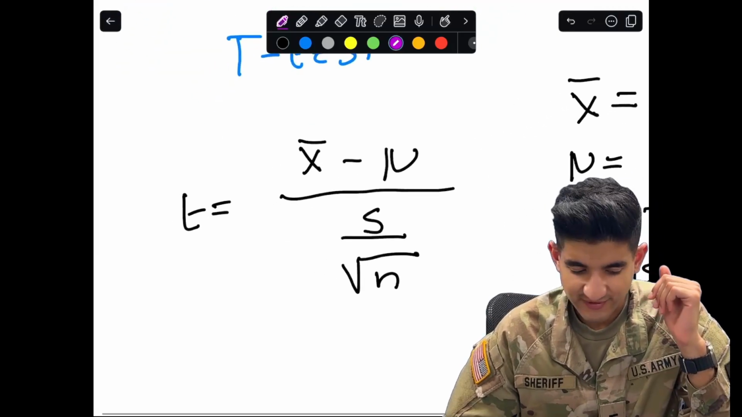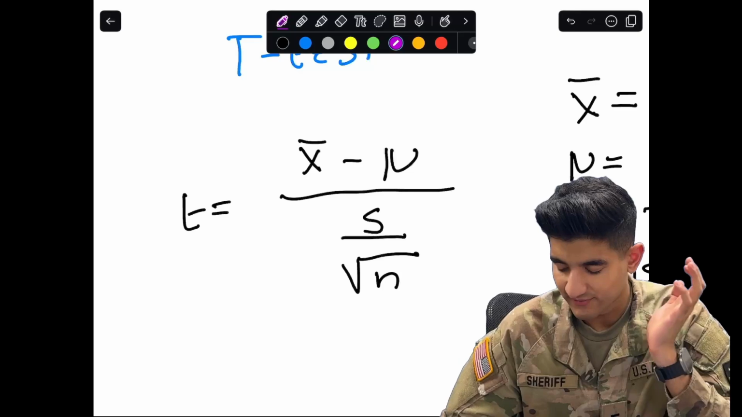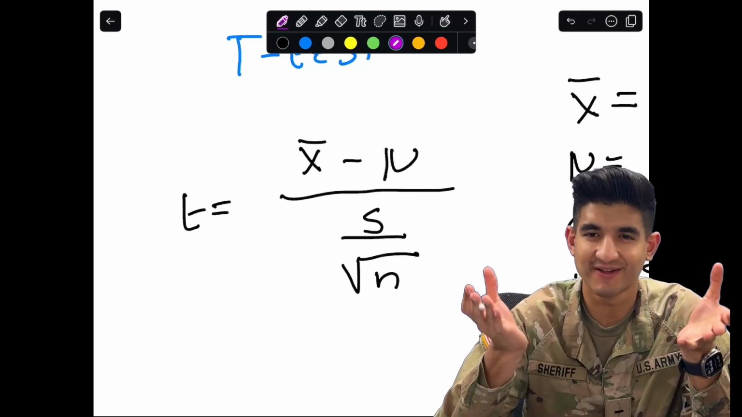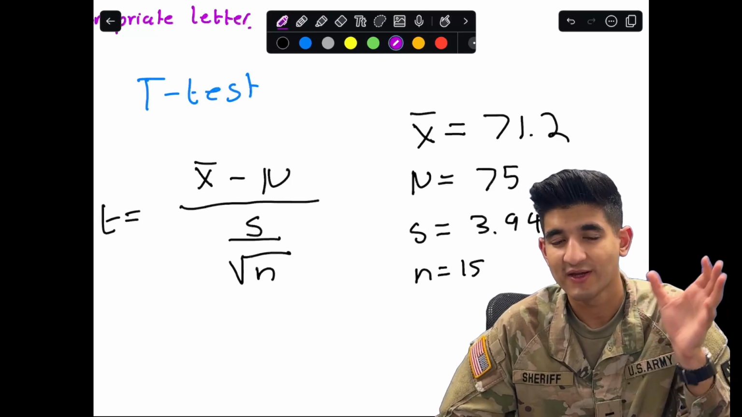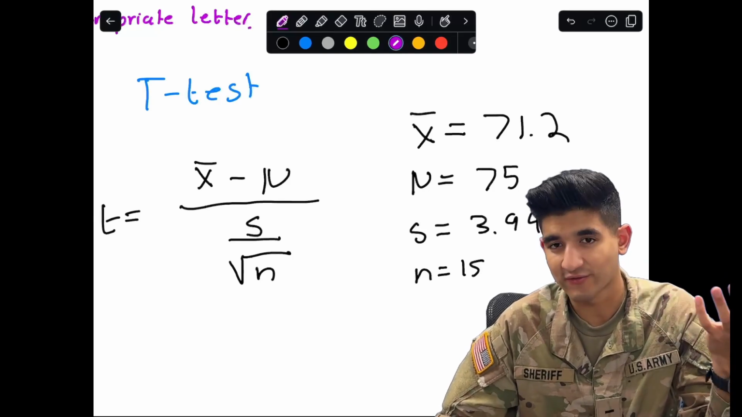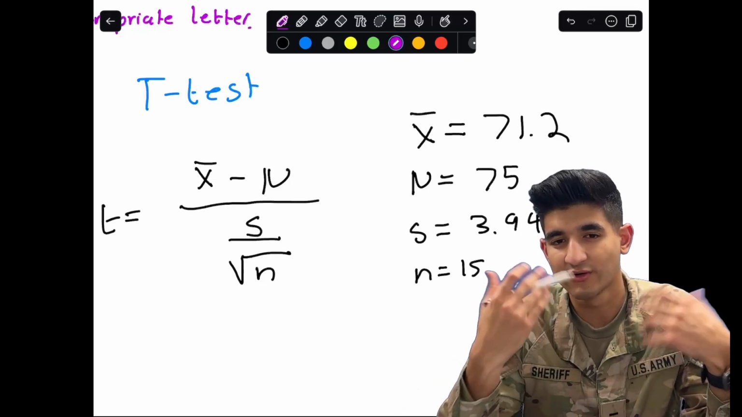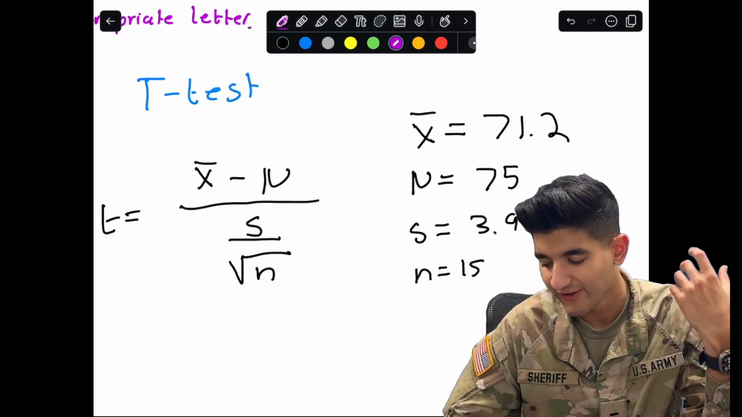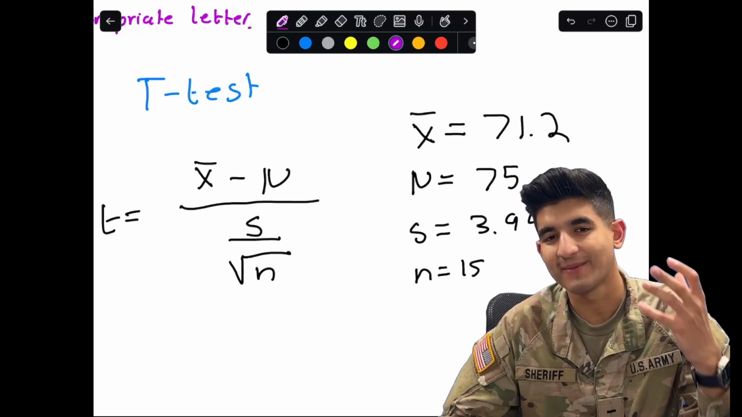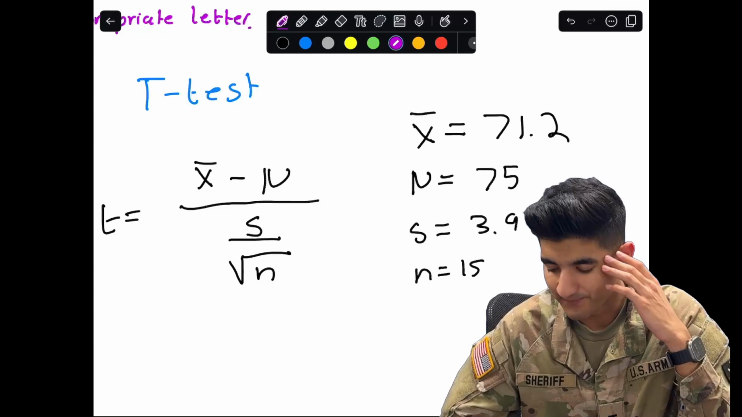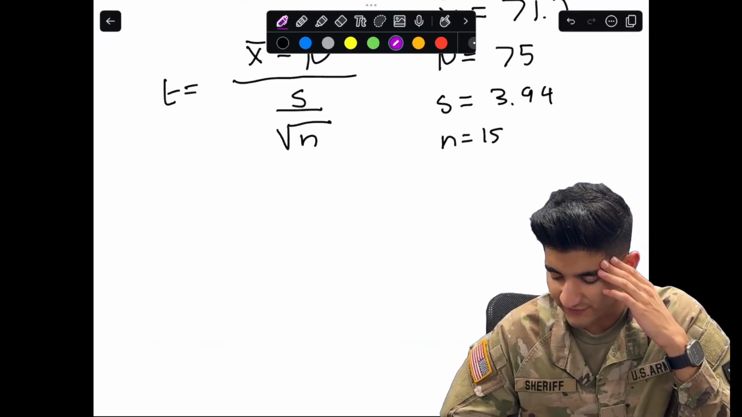So the formula for the t-test is t equals x bar minus mu over s divided by the square root of n. Now that just sounded like numbers or symbols. Here's what they mean. x bar again is the sample mean, the mean of the data we collected, the test scores we collected. Mu is going to be our parameter, so the historical average for test score, 75. S is going to be our standard deviation, 3.94. And n is going to be our sample size of 15. So you plug it in and you should get your answer for your t-value.